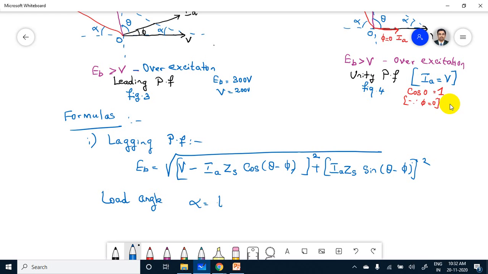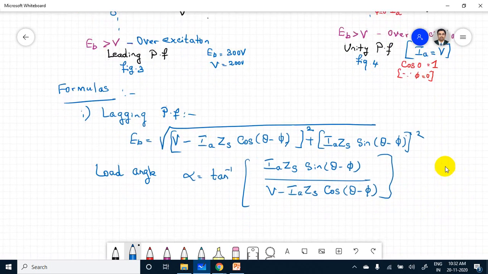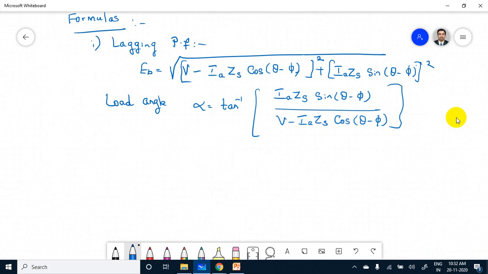The load angle formula: alpha equal to tan inverse of IA ZS sine of (theta minus phi) divided by V minus IA ZS cos of (theta minus phi). So this is the formula for lagging.